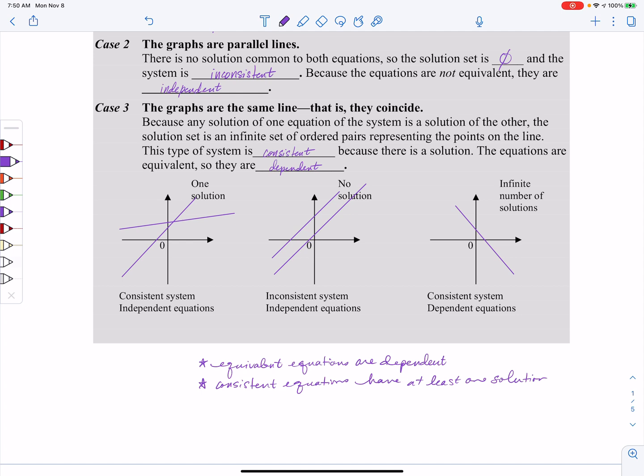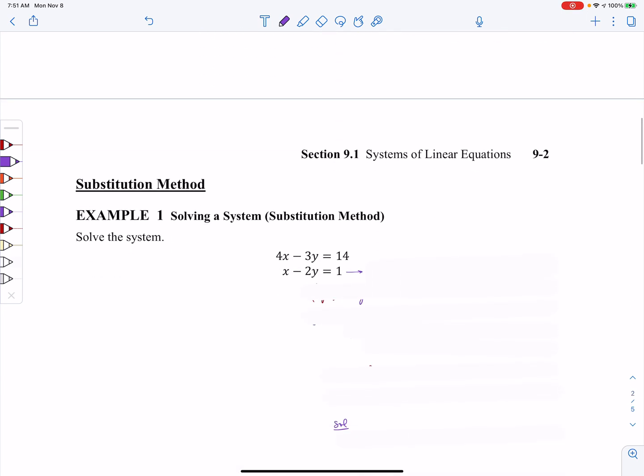And I've just kind of summarized those two statements down below. Equivalent equations, same equations, are dependent, and consistent equations have at least one solution. All right, so then let's look at some examples.